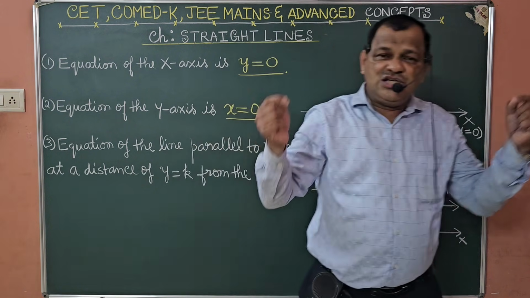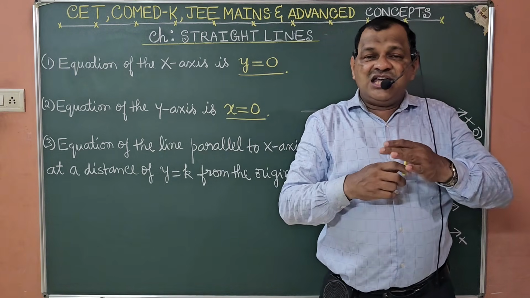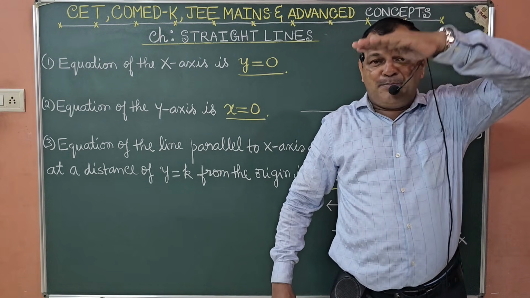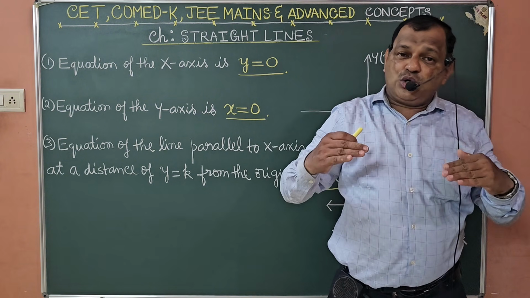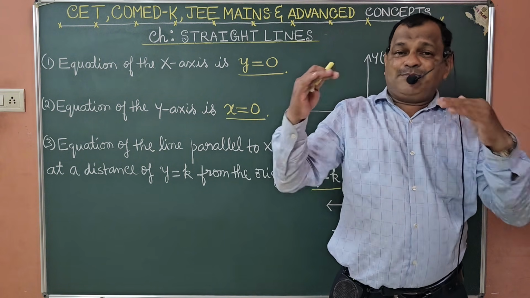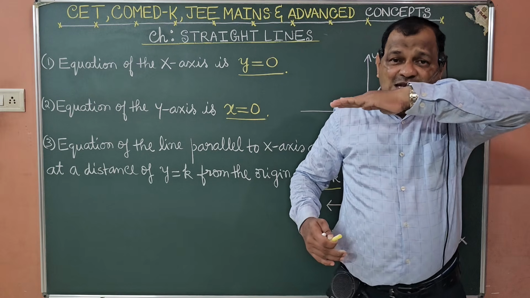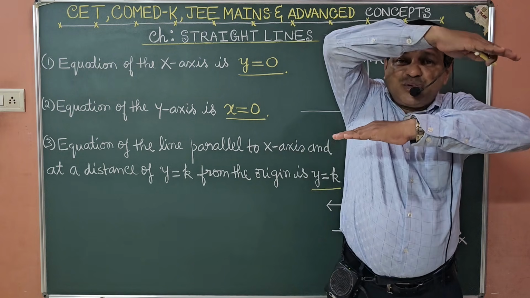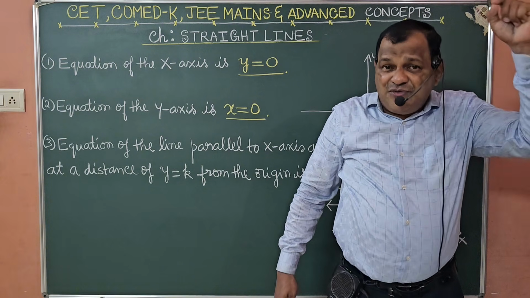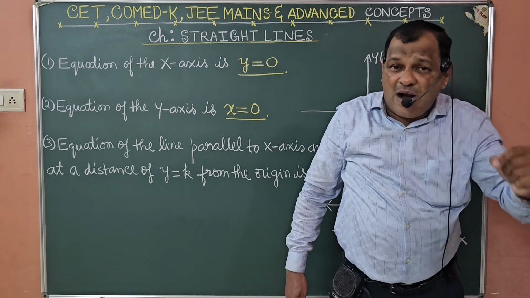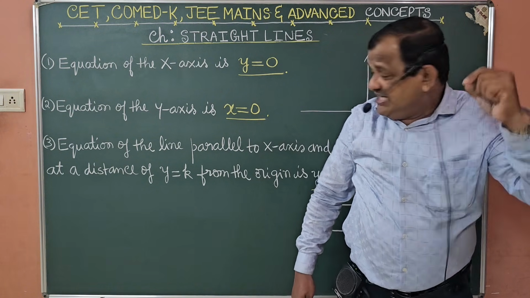Therefore, students usually think that equation of the straight line parallel to x-axis begins with x equal to, which is a wrong assumption. The equation of the line parallel to x-axis begins with y equal to, because on that line, if you take any point, its y coordinate is k itself.